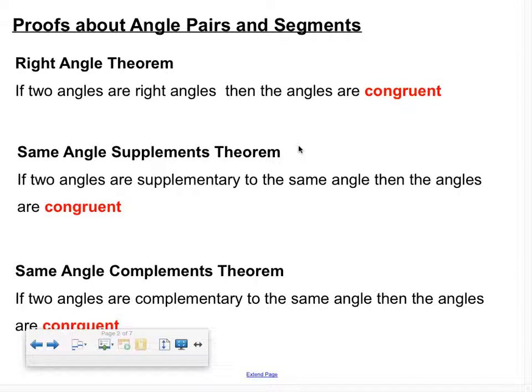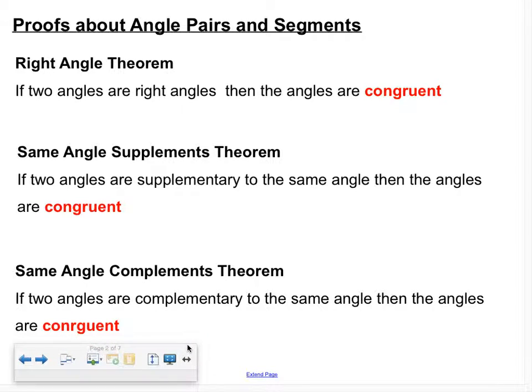Same supplements theorem. If two angles are supplementary to the same angle, then the angles are congruent. And same angle complements theorem. If two angles are complementary to the same angle, then the angles are congruent.